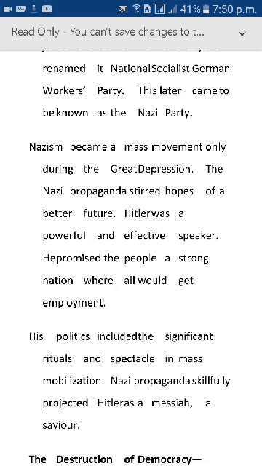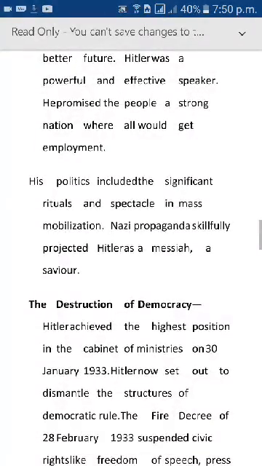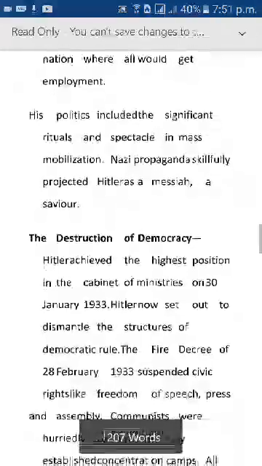Nazism became a mass movement only during the Great Depression. Nazi propaganda stirred hopes of a better future. Hitler was a powerful and effective speaker. He promised the people a strong nation where all would get employment. His politics included significant rituals and spectacle in mass mobilization. Nazi propaganda skillfully projected Hitler as a messiah, a savior.